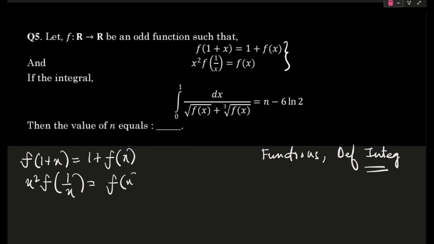One thing is, any person who has even a little bit of sense can easily see this equation pair and tell that f of x is equal to x. You don't have to calculate even. I also didn't, because it's directly visible. f of x is equal to x: 1 plus x is equal to 1 plus x, and x square into 1 by x is equal to x.